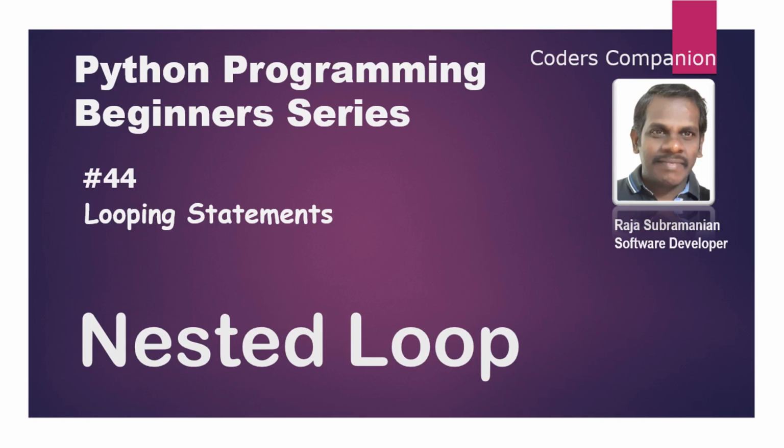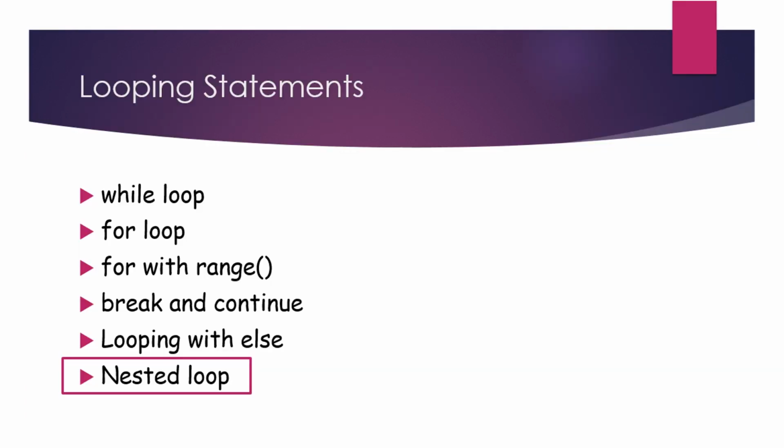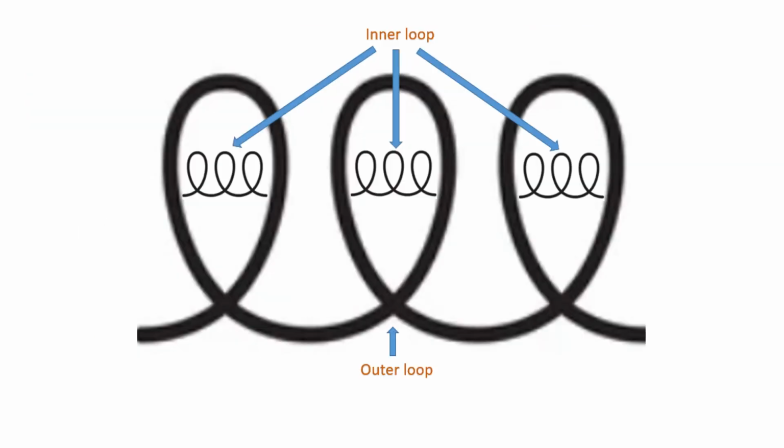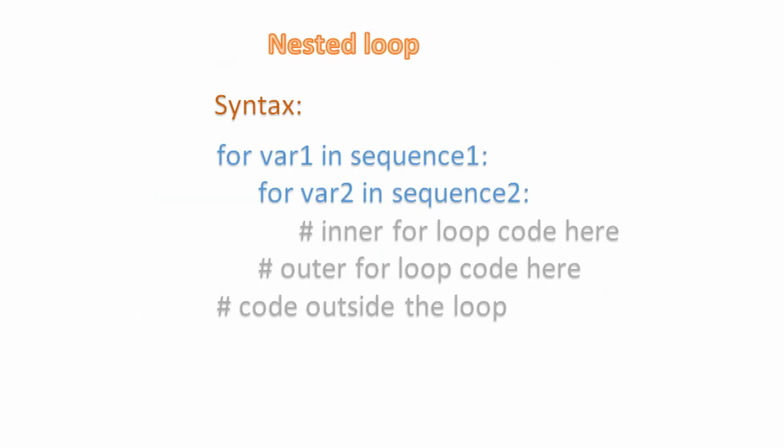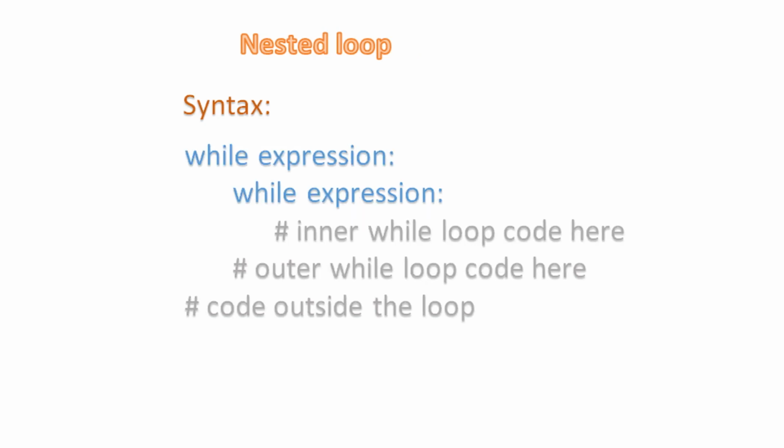Let's get started. These are the subtopics in looping statements. In this video, we are going to see the last topic, nested loop. In Python, a loop can be used inside another loop, and it is called nested loop. This is a syntax for nested for loop, where a for loop is inside another for loop. And this is a syntax for nested while loop. Here a while loop is inside another while loop.